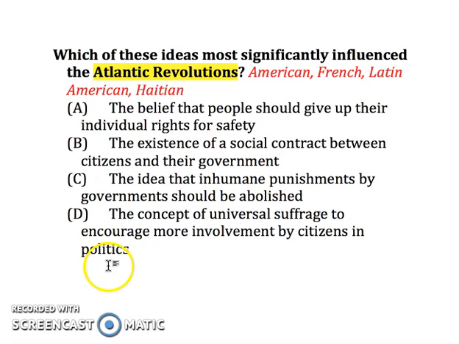All right, so let's start from the bottom and go up eliminating the answers. So D, the concept of universal suffrage to encourage more involvement by citizens in politics. This would mean that suffrage, which is the right to vote, was why people carried out these revolutions. The right to vote was something like that, but not everything. If you think about the Haitian Revolution, people are not fighting for the right to vote. People are fighting for the ability to be seen as people and citizens and not slaves. They're fighting for their freedom. If we think about the Latin American revolutions, people are fighting because they believe they are being exploited by Spain. So it's not just about suffrage. It's not just about voting. It's about a lot of other things.